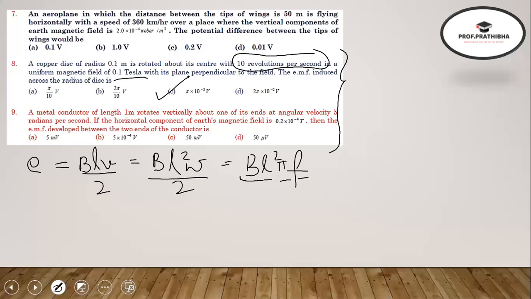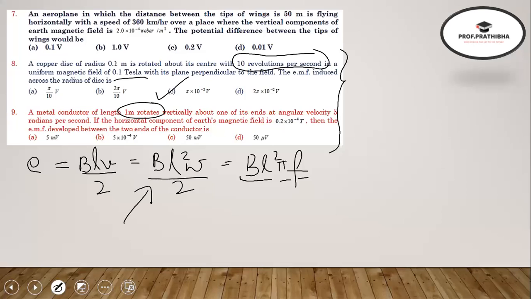Correct, 8C is coming. Yes, if you solve keeping pi, I think everyone is getting C. Very good. Question 9 has the same formula. A metal conductor of length 1 meter. So L is 1, rotates about its ends at an angular velocity omega. So it is 5 radians per second. Yes, so it's direct. You have to use this one.